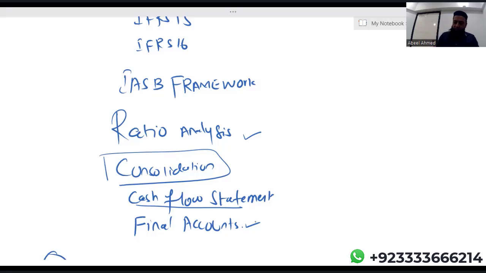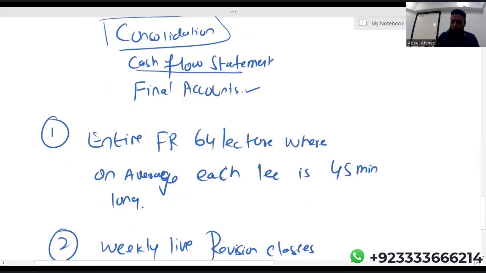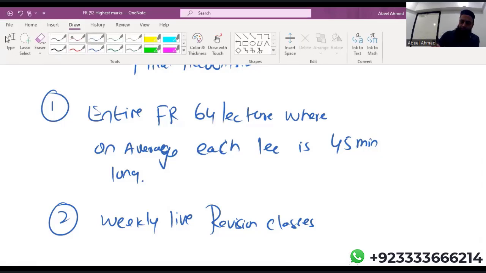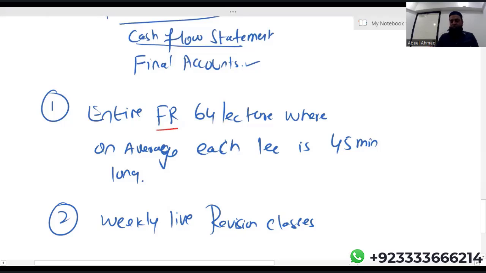Okay, now what I just mentioned, that the way we have designed this financial reporting, it is equally suitable for both working students and full-time students. How? Now the time has come to prove this. Entire financial reporting, entire means entire, okay? Just within 64 lectures. How many? 64. Where each lecture is just 45 minutes long.